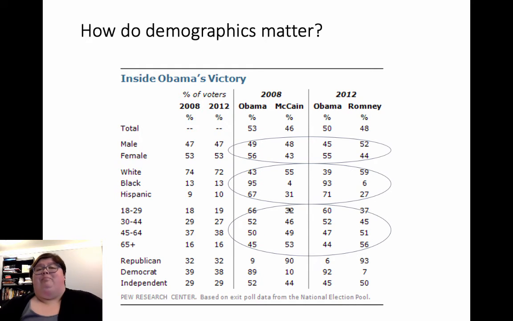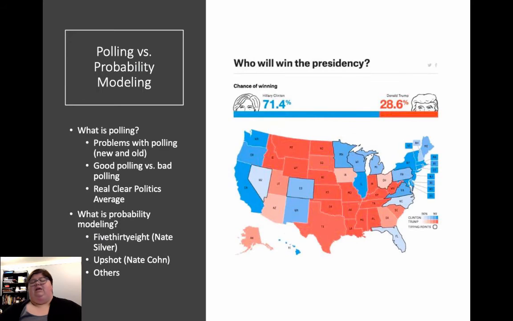So demographics matter. That doesn't mean everybody within those demographic groups votes the same. What it does mean, though, is that there are some trends we can follow. Now, this brings us to the question of polling and probability modeling, because what a lot of people will say about 2016 is, oh, the polls had it wrong. Actually, the polls weren't that far off, and let me explain why.